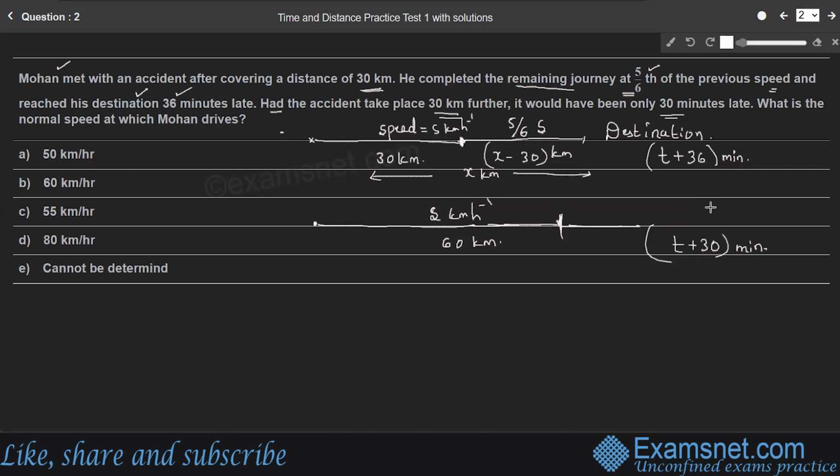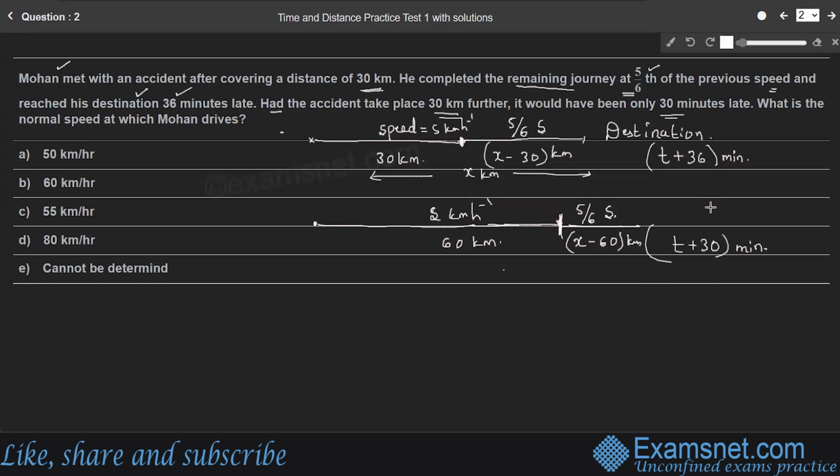What is the normal speed at which Mohan drives? After he met with an accident, his speed would be 5 by 6 of his normal speed, even in the second case. What is the remaining distance? If the total distance is x kilometer, the remaining distance he covers is x minus 60 kilometer.